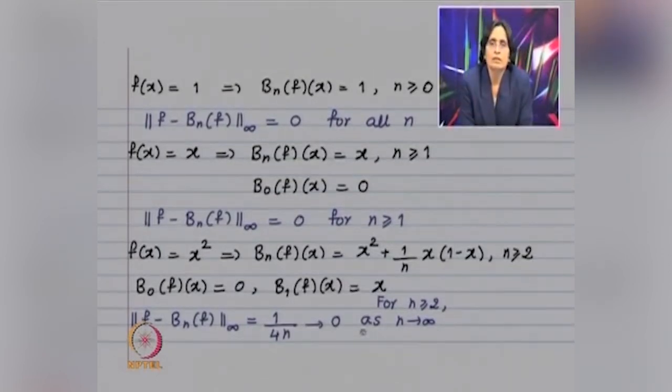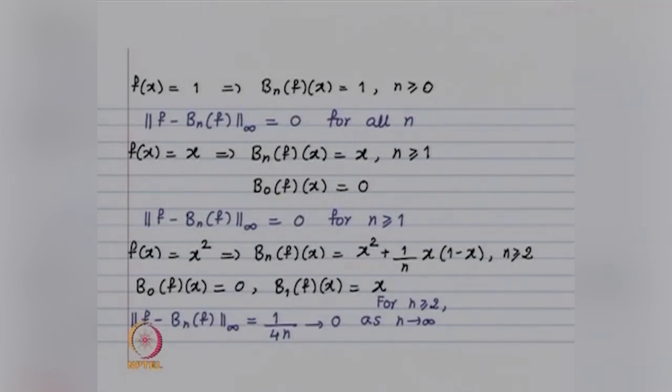So, we are interested in the convergence of f minus b n f, its norm, to 0 for all continuous functions. For the three functions, 1, x and x square, we have proved that the norm tends to 0. So, now what we are going to show is that the map which takes f to b n f is a linear map, and if f x is bigger than or equal to 0, then b n f, the approximating polynomial, also will be bigger than or equal to 0 for all x belonging to 0 to 1. And then we will appeal to Korovkin's theorem for deducing convergence for all continuous functions.